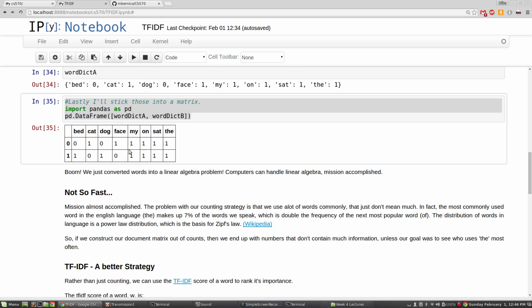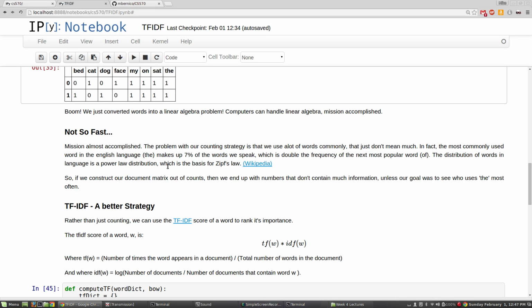But wait. If you notice this, my, on, sat, the: those are pretty common words, and they occur in both of these documents in the corpus. So the problem with the counting strategy is that we use a lot of words commonly that just don't mean much. In fact, the most commonly used word in the English language, the, makes up 7% of the words that we speak. And that's double the frequency of the next most popular word, which happens to be of. And that's double the frequency of the next most popular word, which I don't know.